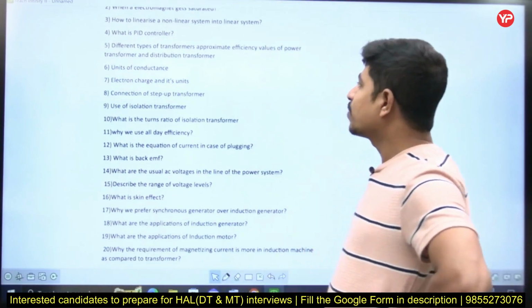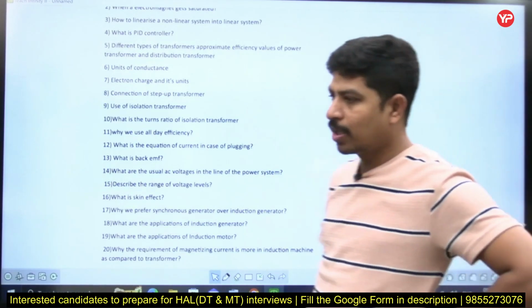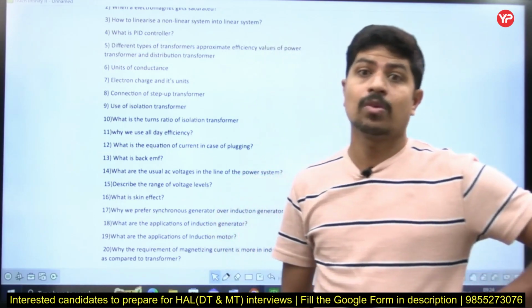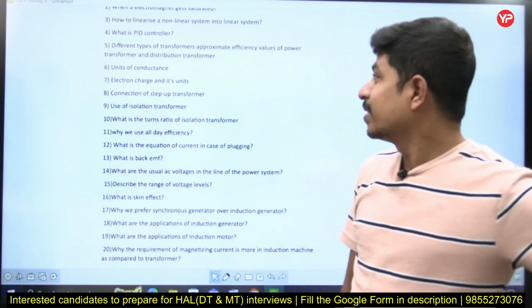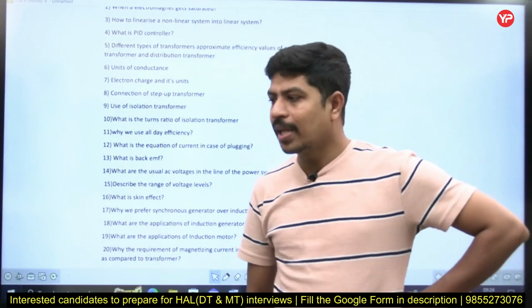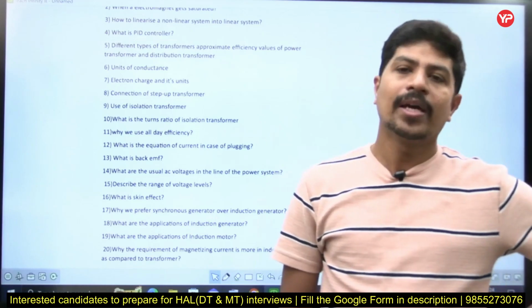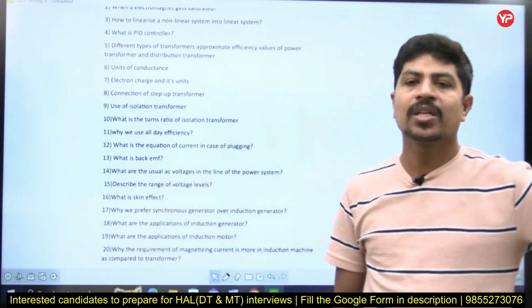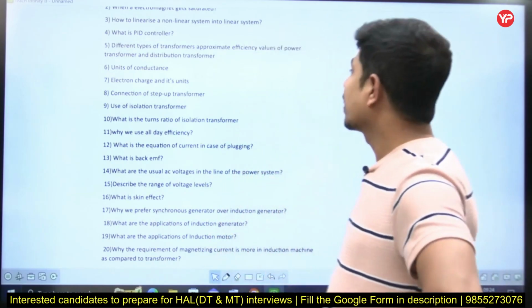Next, different types of transformers, and approximate efficiency values of power transformer and distribution transformer. We have two types of transformers, power transformer and distribution transformer. He's asking about different types of transformers, which we can also list as step up, step down transformer, isolation transformer, like that. There are many kinds of transformer, but in broad context we can divide them into distribution transformer and power transformer, right?